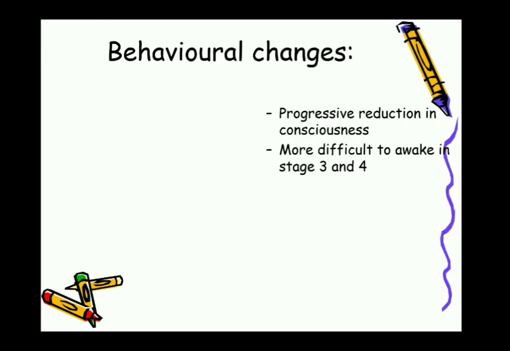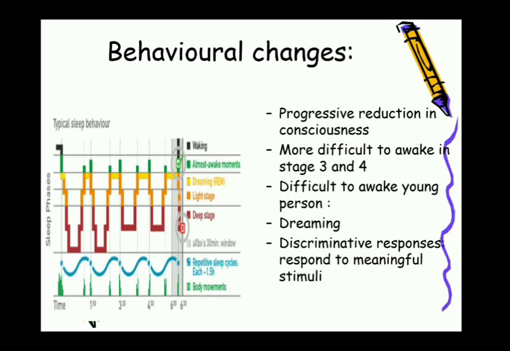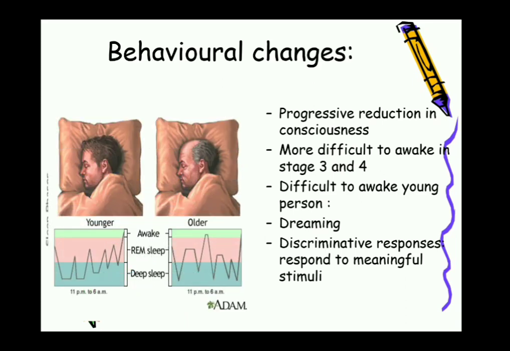Now, behavioral changes during sleep. There is a progressive decrease in consciousness. In the third and fourth stages of slow wave sleep, it is very difficult to arouse the individual. During stages 3 and 4, the person does not report dreaming. Discriminative responses: the person responds to meaningful stimuli. You can see here, this is the sleep pattern in a young individual and this is in an older individual.